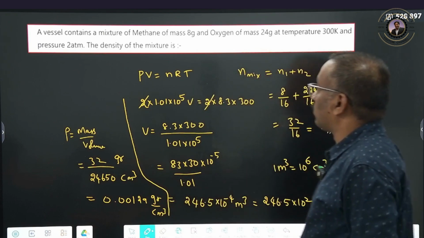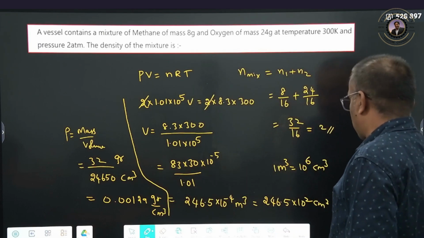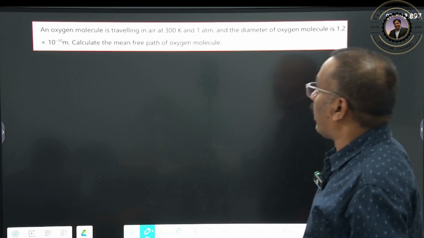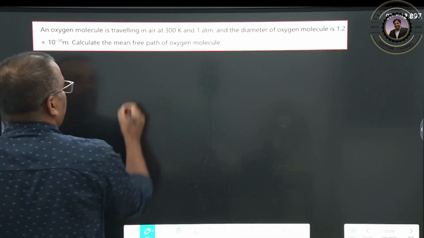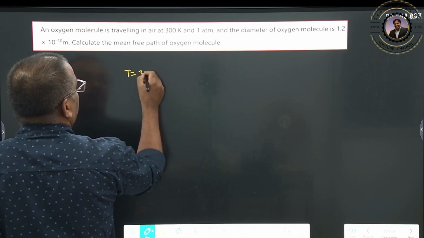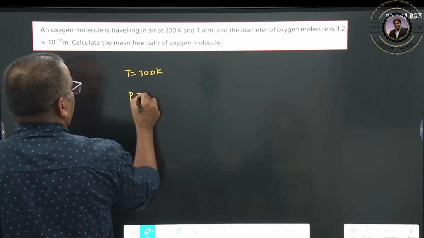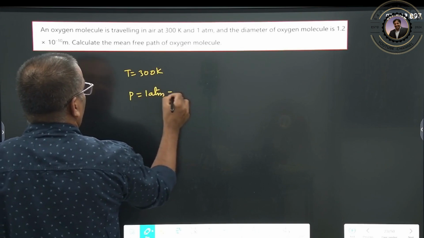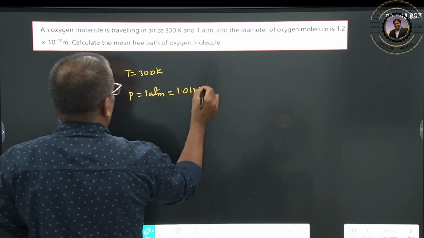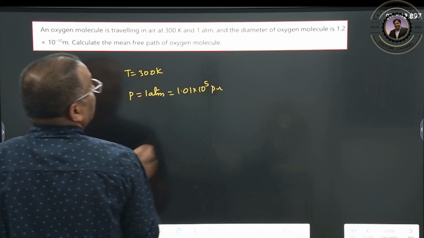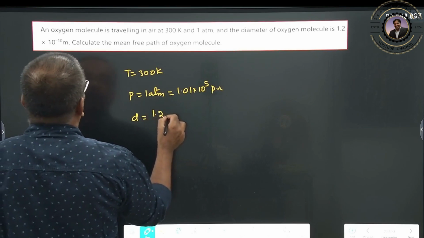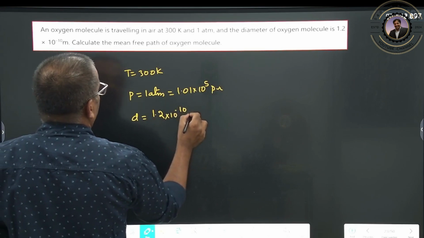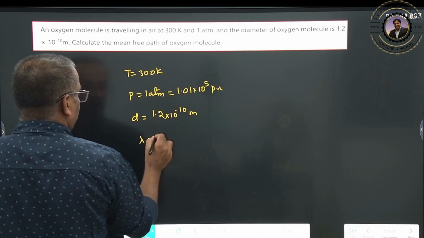Right? I think you understood. Now we'll go for one more question. An oxygen molecule is traveling in the air at a given temperature of 300 Kelvin. Pressure is given as 1 atm, which means 1.01 into 10 to the power of 5 Pascal. Diameter D is 1.2 into 10 to the power of minus 10 meters. He is asking for the mean free path.